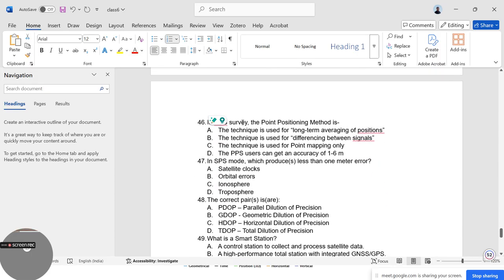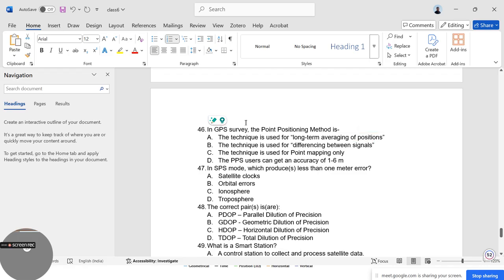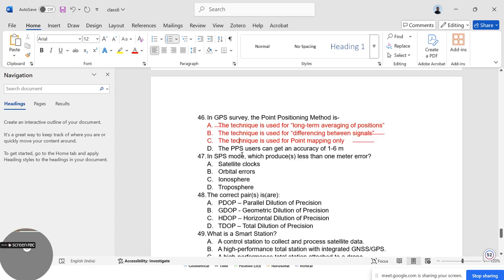So in GPS survey, the point positioning method is a long-term average of point positioning, because it means we are going to one location and creating multiple points, taking the difference of them, and we are just putting the point only. So options A, B and C are correct, and we get a not that good error in static point positioning.